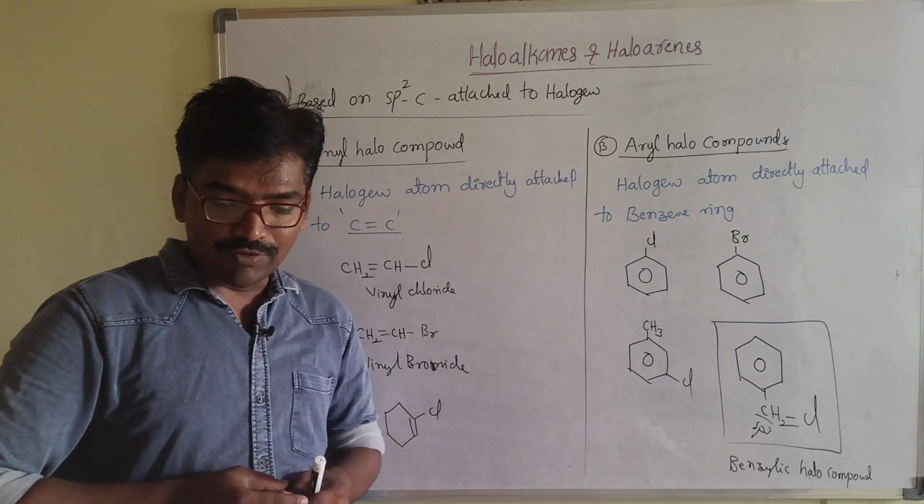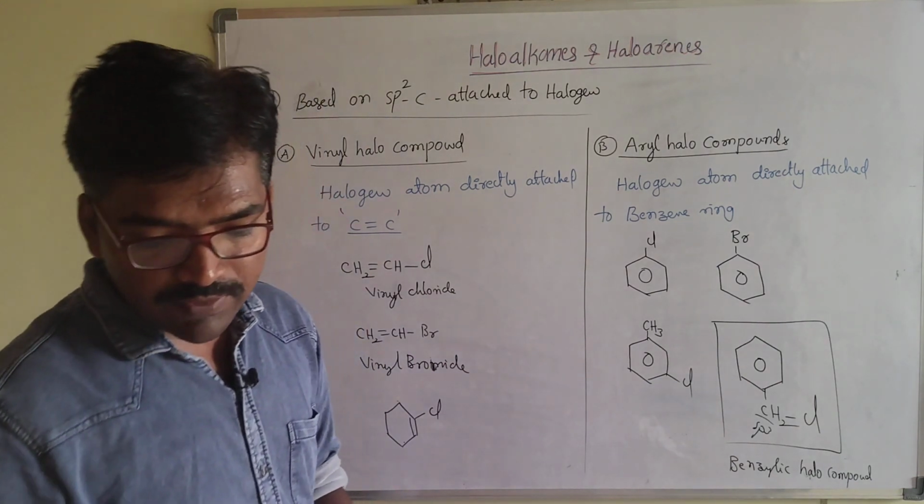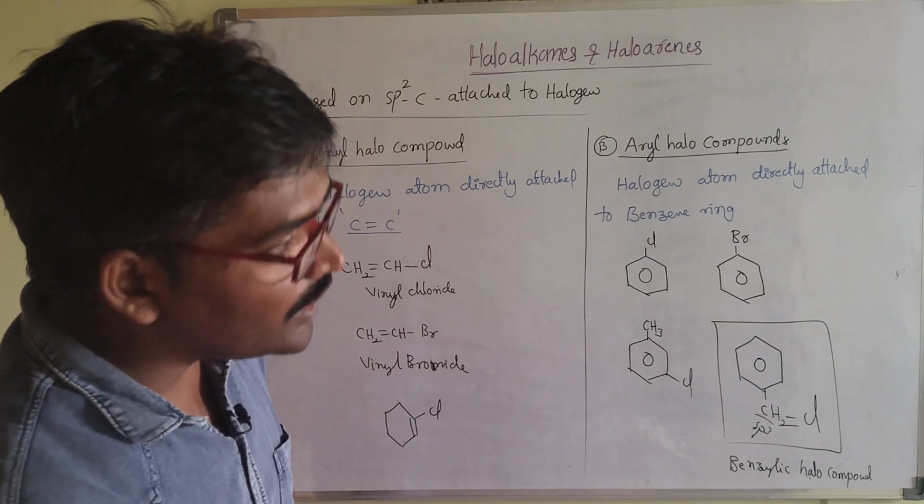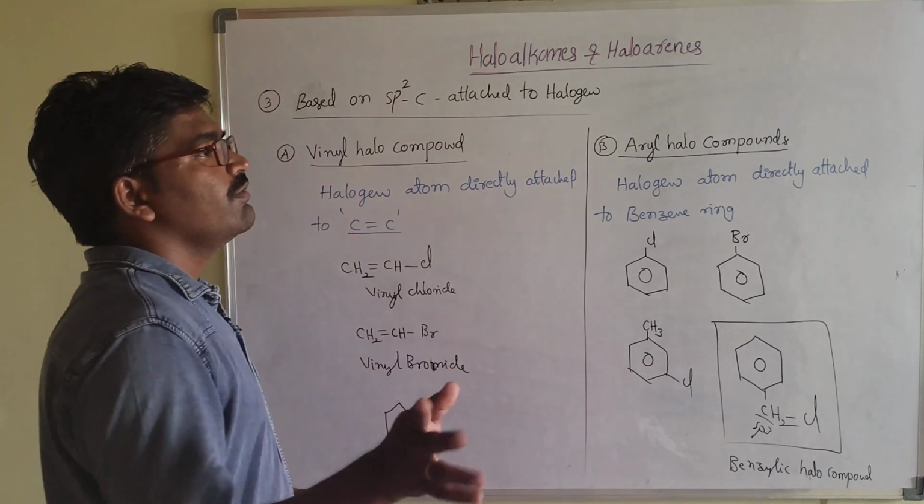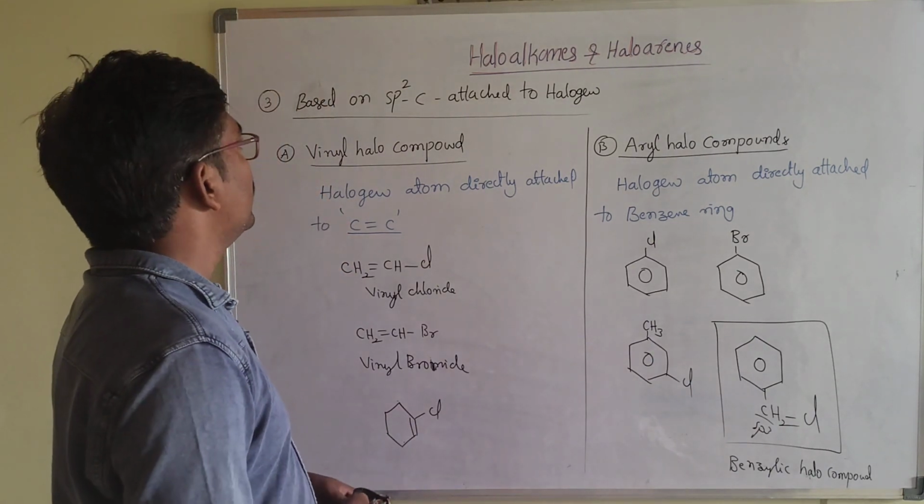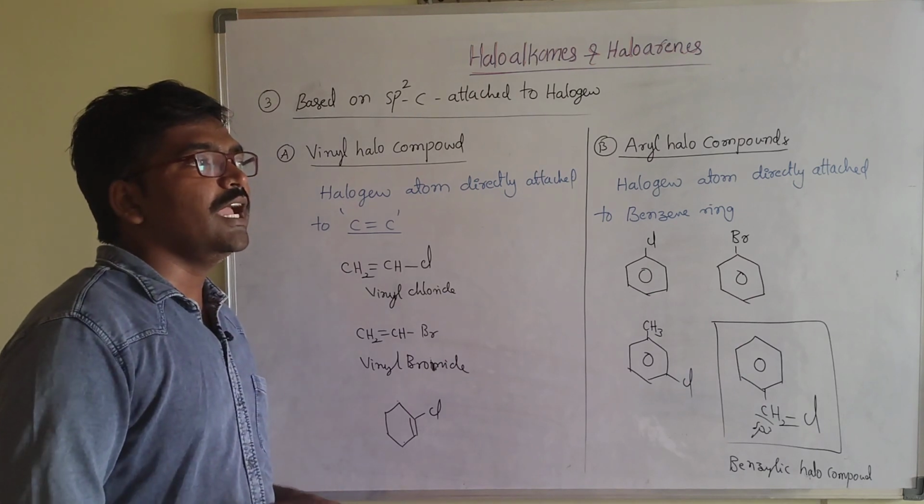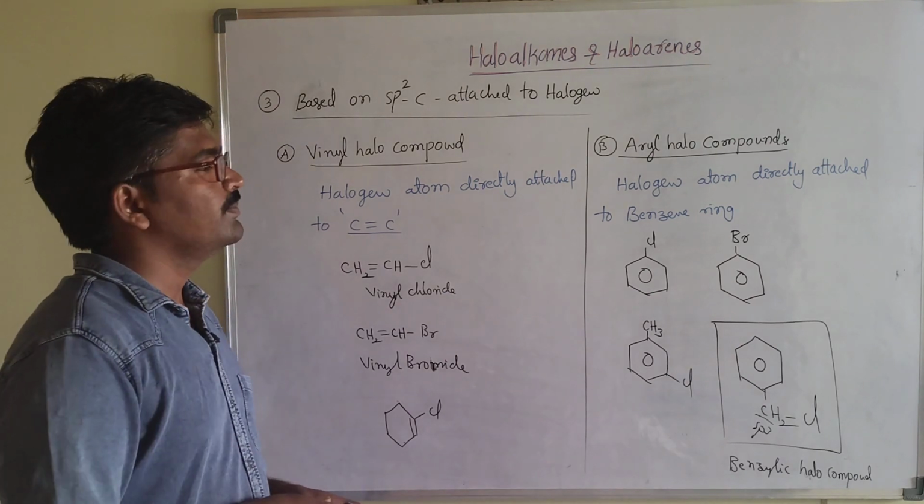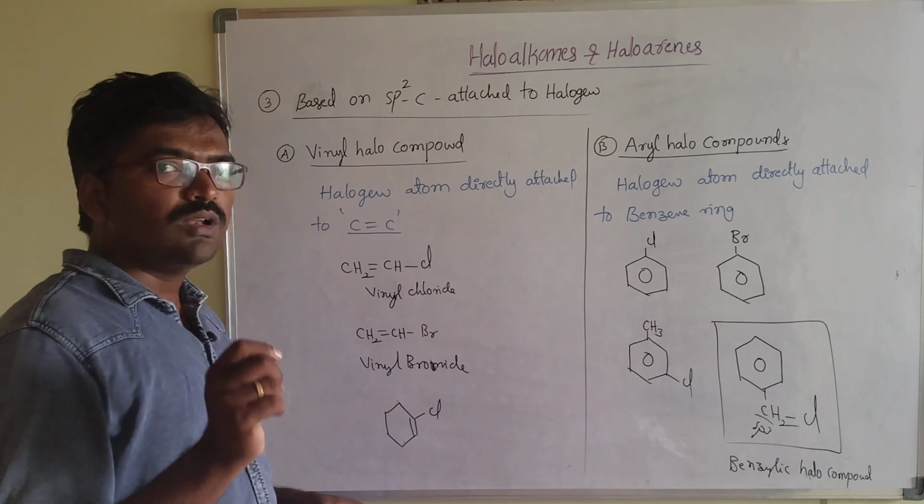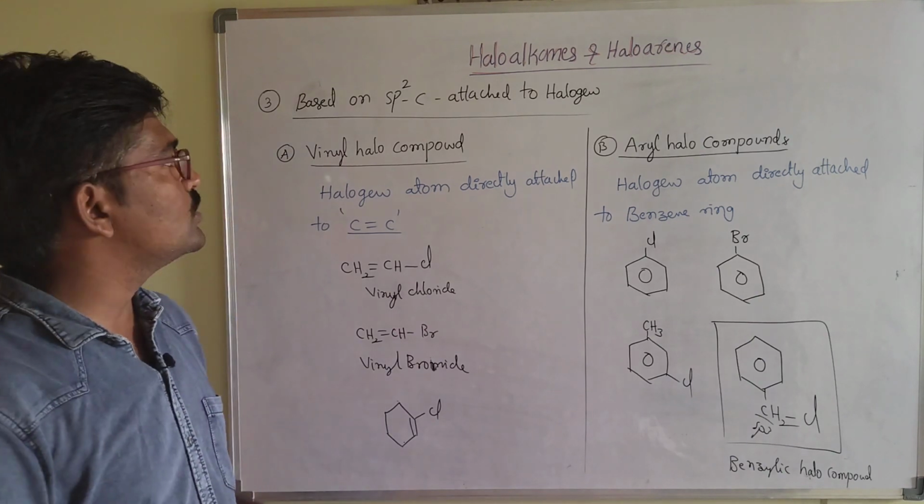So this is the classification. Three types of classifications we are discussing. One is based on the number of halogen atoms. Number two, based on sp3 hybridized carbon attached to the halogen. Number three, based on sp2 hybridized carbon attached to the halogen.